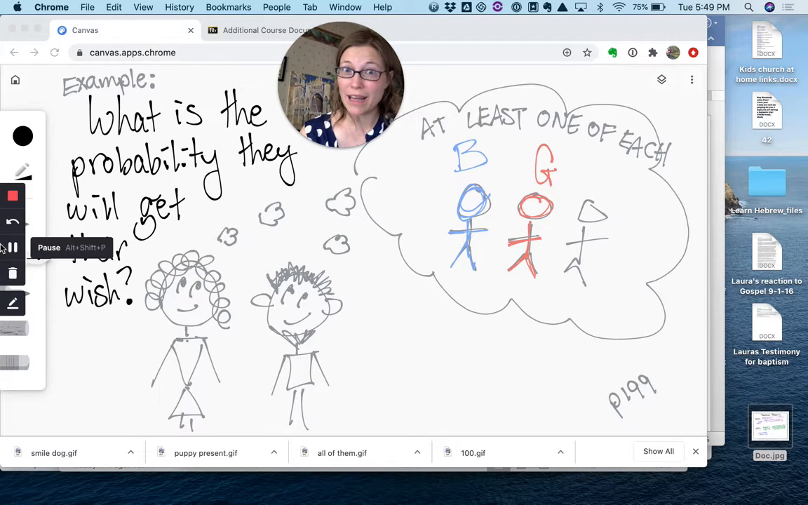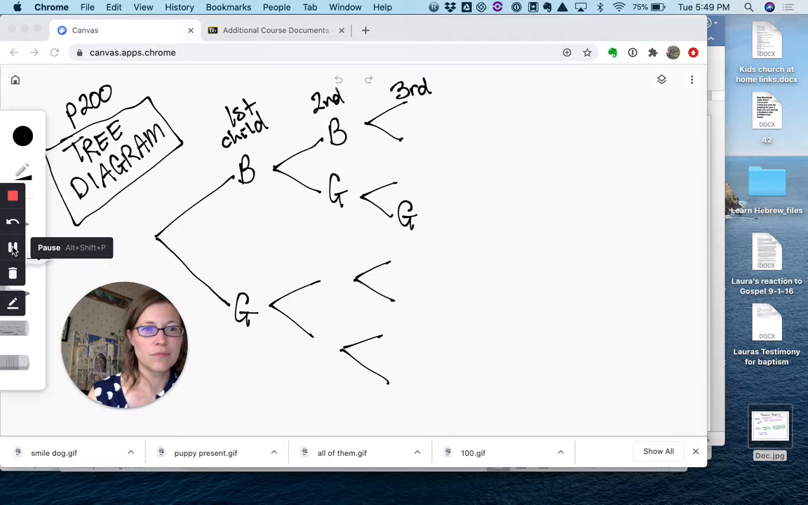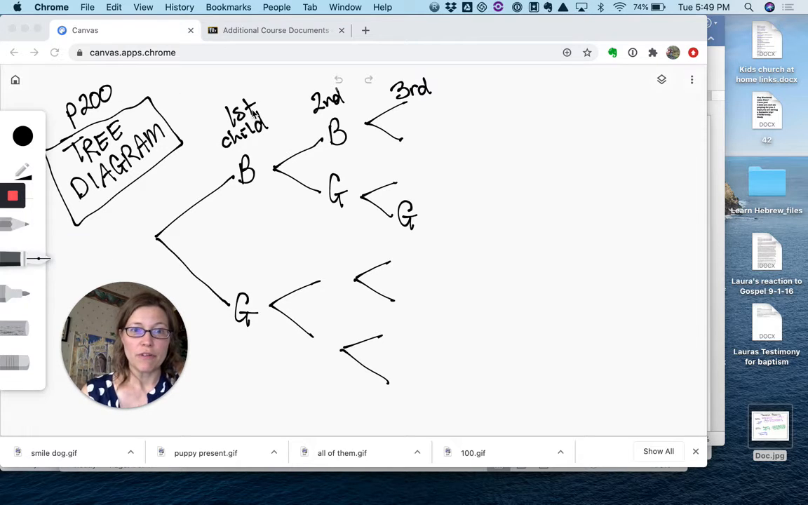In order to figure this probability, we need to know how many different outcomes are possible. We can use a tree diagram to find that out. If you turn the page to page 200, number 1, you see the beginnings of a tree diagram started for you. Their first child could be either a boy or a girl, and then given that first child, their second child could be either a boy or a girl. Then given their history, the third child could be either a boy or a girl. So this tree diagram is a great way to explore and map out all the different possibilities. So pause the video and fill in the chart.